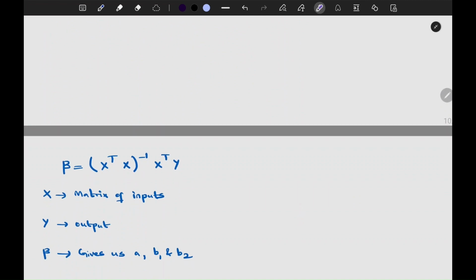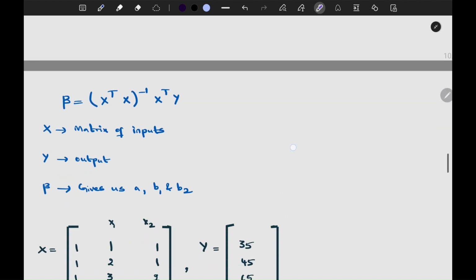Beta equals (x transpose into x) whole inverse, into x transpose into y. Here x is the matrix of inputs and y is the output, which is the price in lakhs. By solving this particular equation, we will get the values of a, b1 and b2. Let's see how we will calculate all these things.